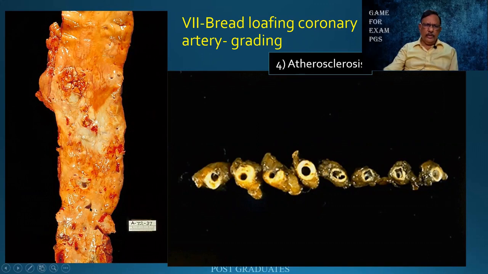And here again, look for the ostia of the blood vessels. Otherwise, the examiner will purposely try to pull your leg. Why can't it be an esophagus?